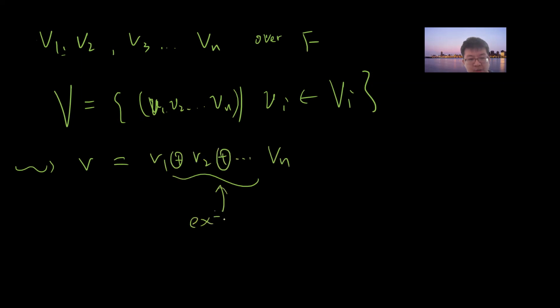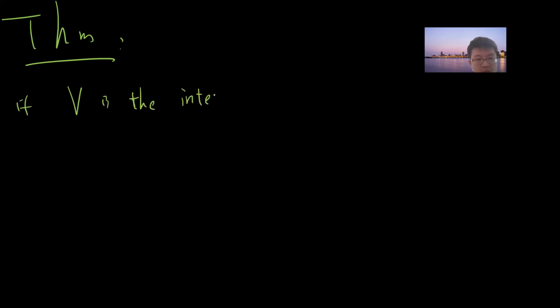Usually people write it like this. This is usually called the external direct sum. So this V is usually called the external direct sum of V1 up to Vn.